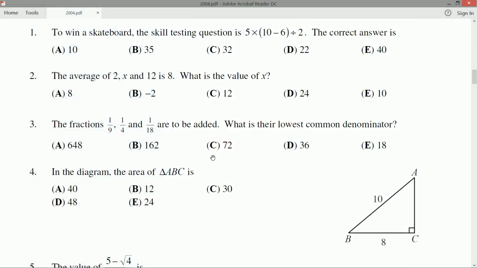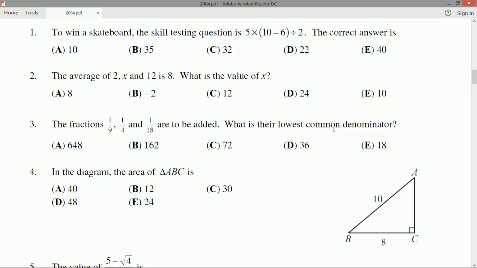The fractions 1 over 9, 1 over 4, and 1 over 18 are to be added. Okay. What is their lowest common denominator? We want to get a number on the bottom and be able to add these, as we should. That's the only way to add fractions. You get a common denominator, and we want the lowest of these common denominators.